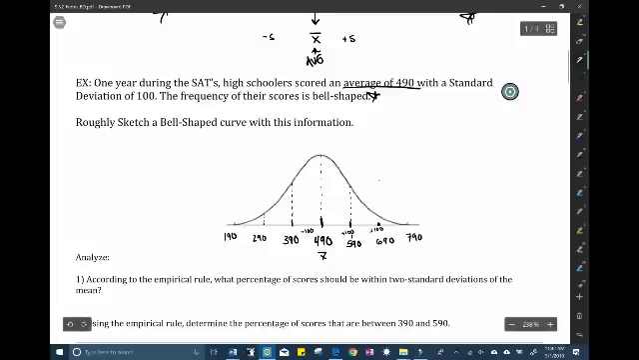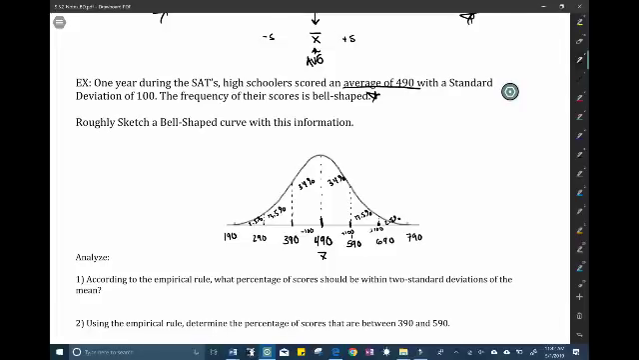Now the percentages are all the same. So just remember, this is 34, this is 34. We have 13.5. We have 13.5. We have 2.5, and we have 2.5.